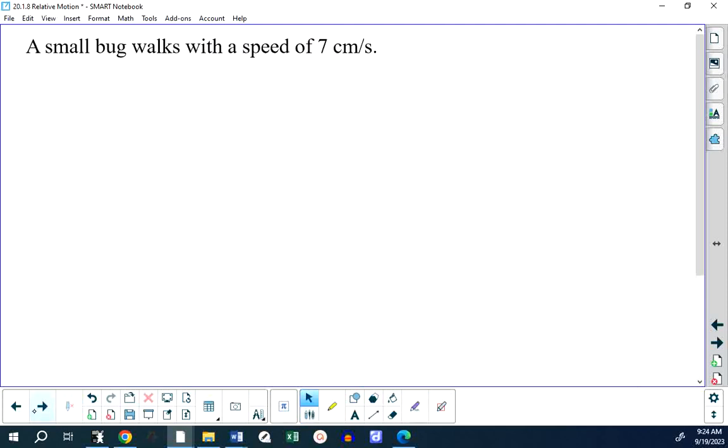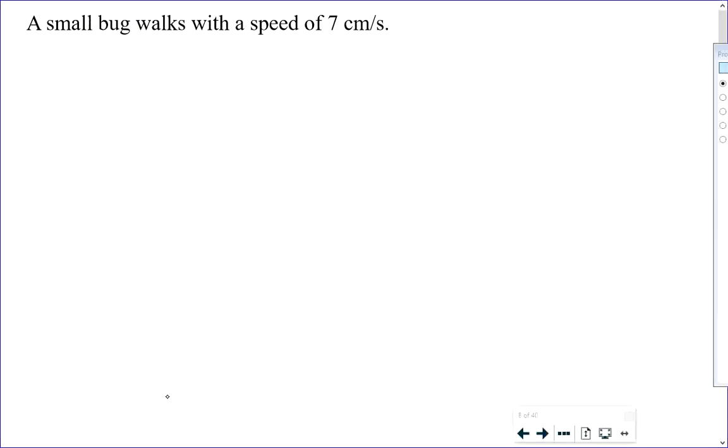We're going to just look at a different situation. This is not in your notes, but I've discovered that you need something maybe a little more concrete before we start talking about rivers or wind. So we have a small bug that is capable of walking with a speed of 7 centimeters per second.